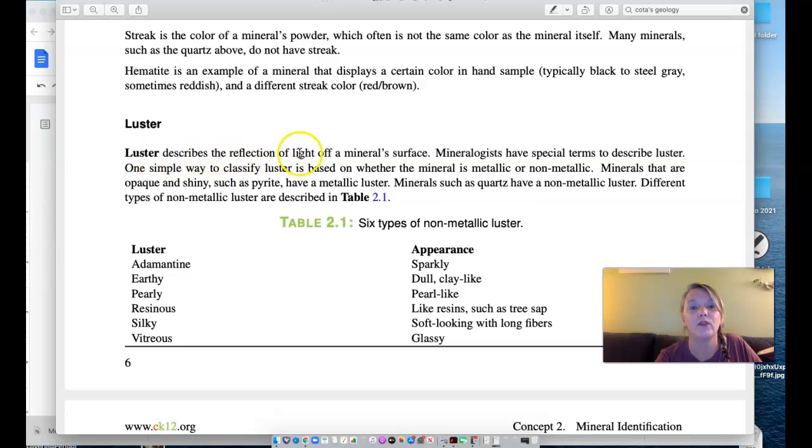defined by how it reflects light, but really I remember luster as: what does it remind you of? Of the known things in the world that you are familiar with, what does it remind you of? Does it remind you of some kind of metal? Does it look rusty? Does it look like steel? Does it look like glass? Does it look like a pearl? Okay, so luster is really how it appears and what you can relate it to of known things in the world.